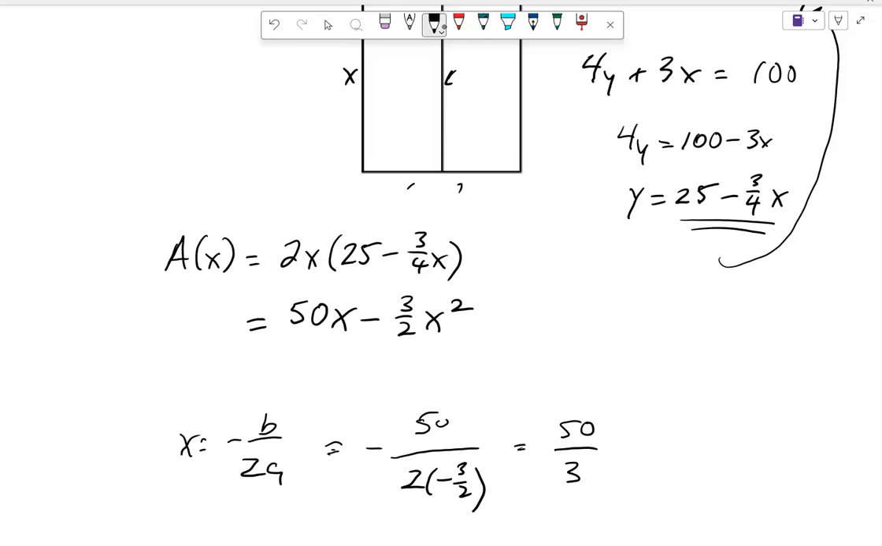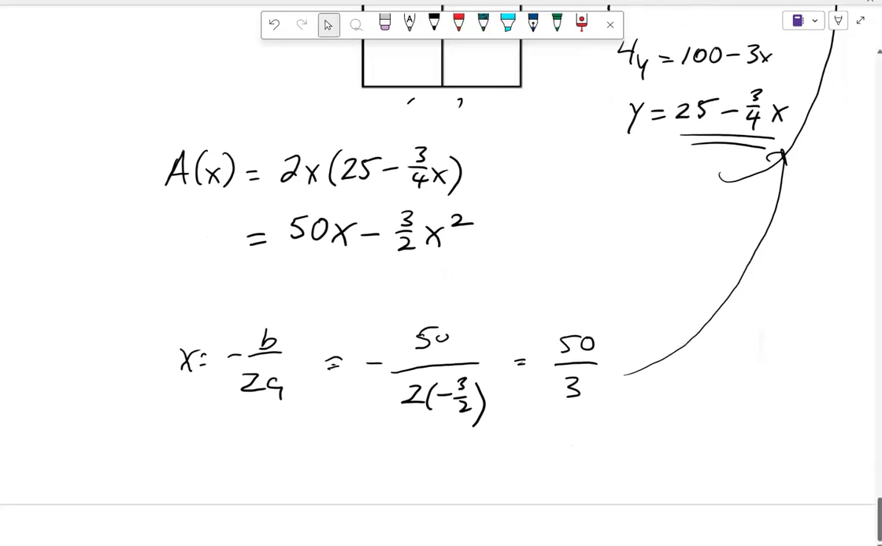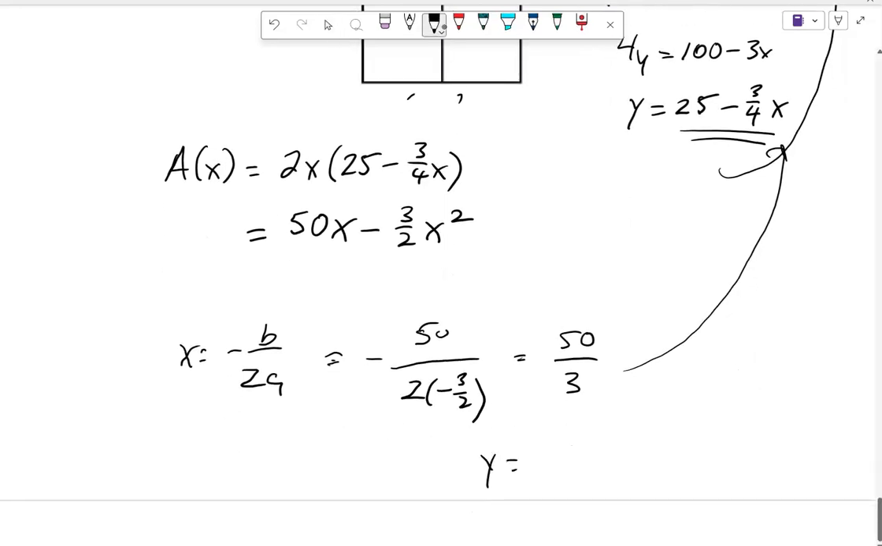So that's the x. Notice the problem asks you for the dimensions, right? How do we figure out the y? Plug that in for x. Yeah, we're going to plug that in for x up here, right? We have an expression for y, don't we? So the y will equal 25 minus 3/4 times 50 over 3. And then you get 12.5, so 25/2. I did my arithmetic right in my head.